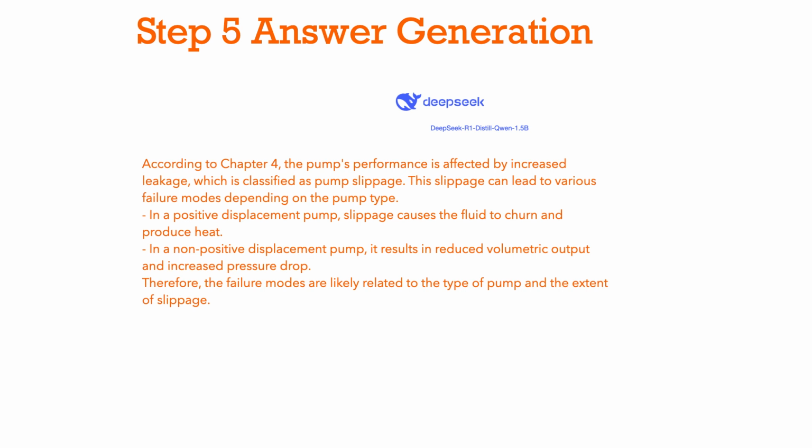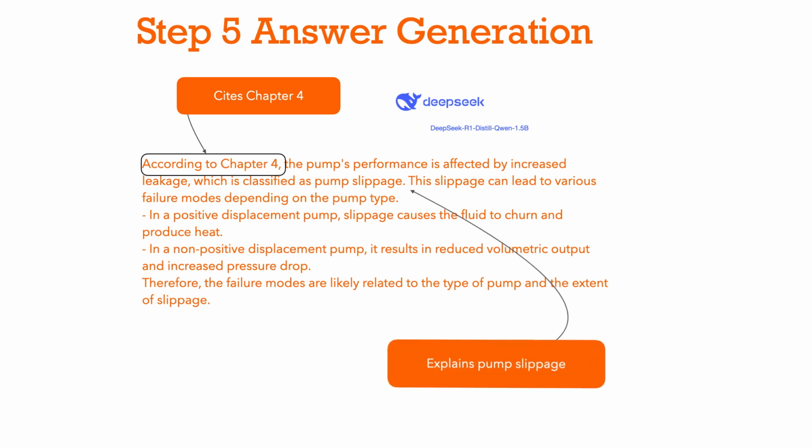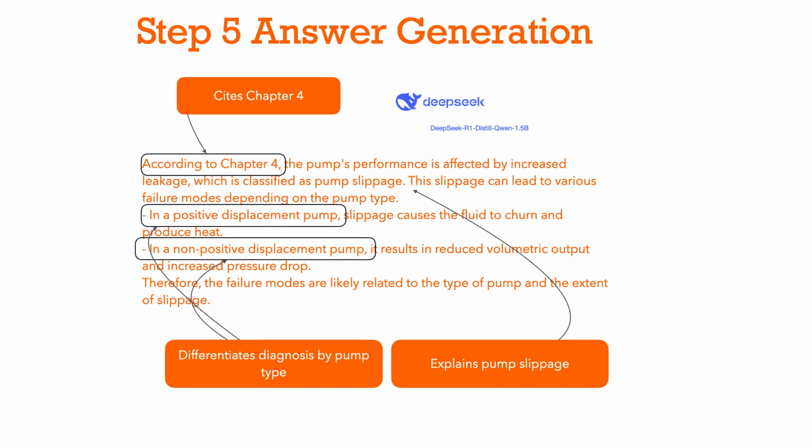The answer cites Chapter 4. This is important as it shows grounding in the actual verified documentation and there is no hallucination. The answer also explains the key technical term from the manual, pump slippage. It also provides differentiation that a technician needs to know to diagnose which failure mode applies to their specific pump type.